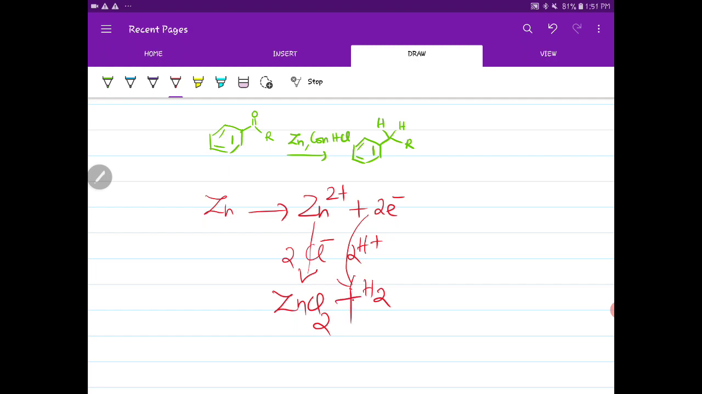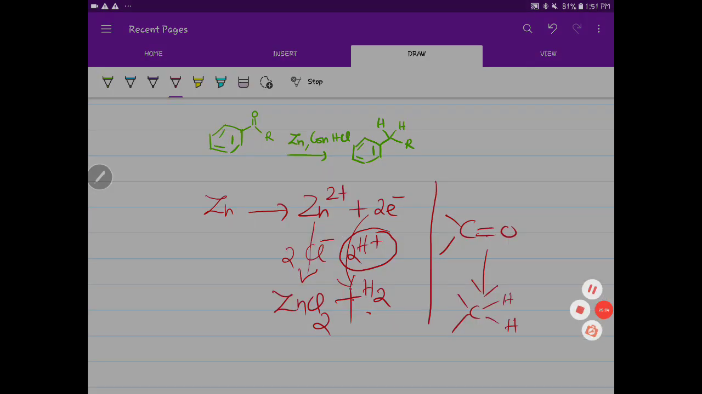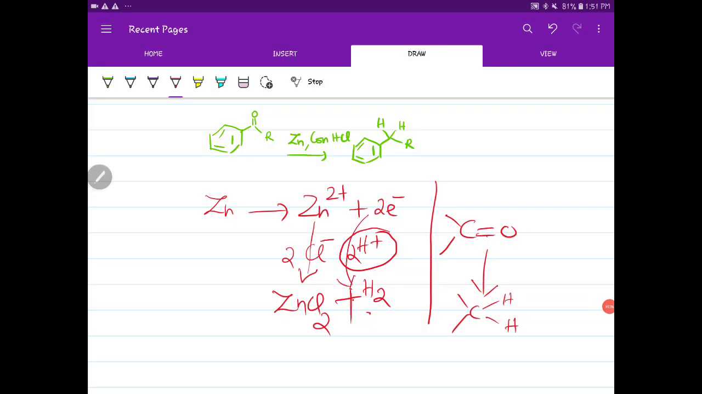Zinc chloride and H2 will be formed, but in the presence of carbonyl compounds, what will happen? If there was nothing else, the electrons would just give hydrogen, but there is the presence of a carbonyl group. This electron will go to the carbonyl group, and it will reduce the C=O bond to CH2. That's how they say. Actually, this Clemmensen reduction is a part of metal dissolving reduction, which we are supposed to discuss soon.